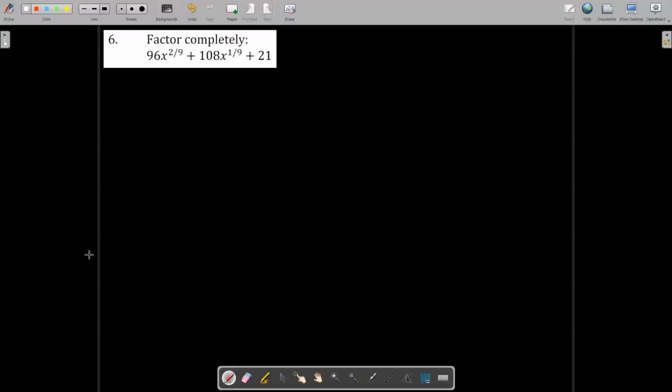Alrighty, number 6. This is another factoring problem. Got a lot of these. See a pattern? Okay, but this one looks weird. You guys are not used to seeing fractions as exponents, but this is actually no big deal. Don't let it psych you out.